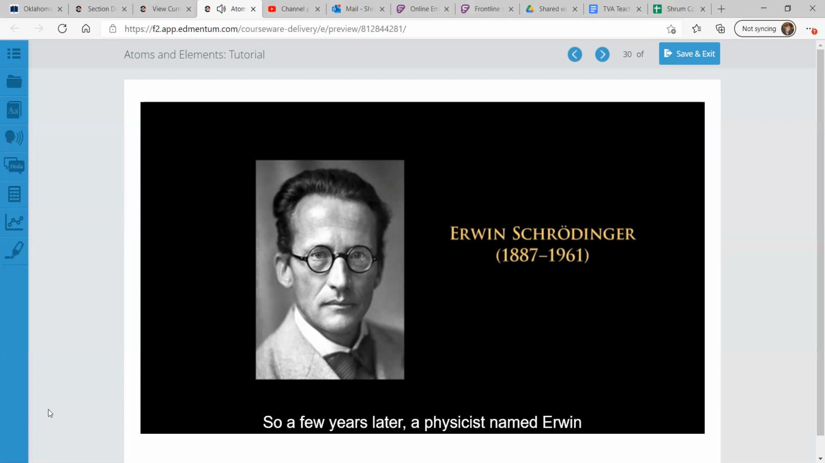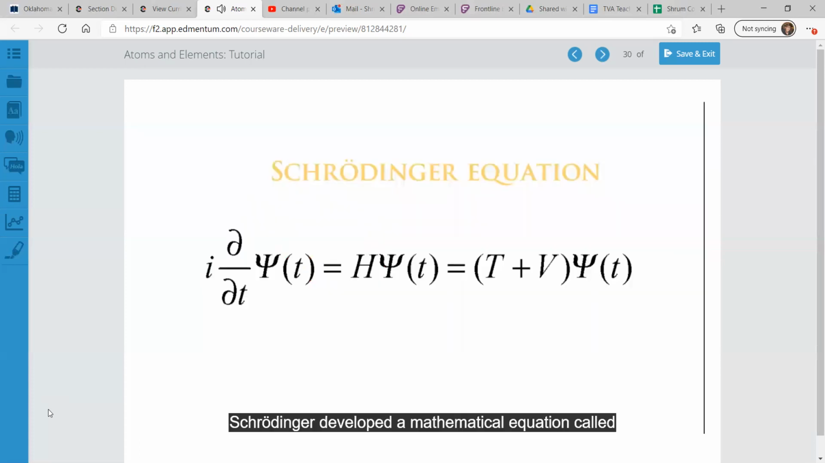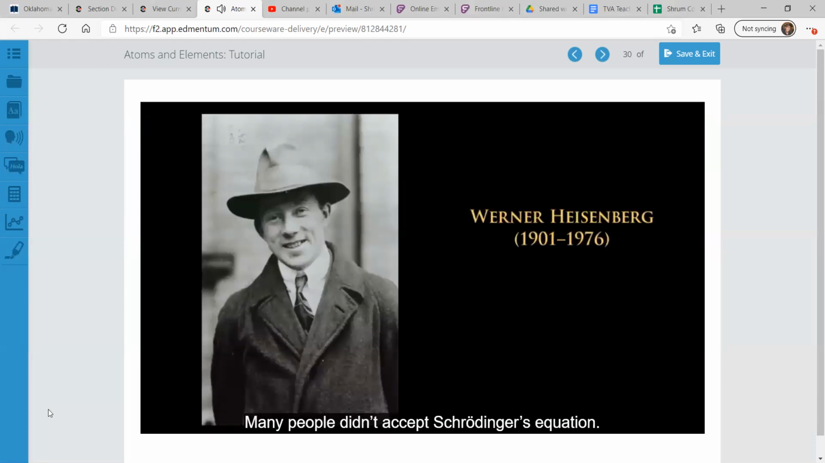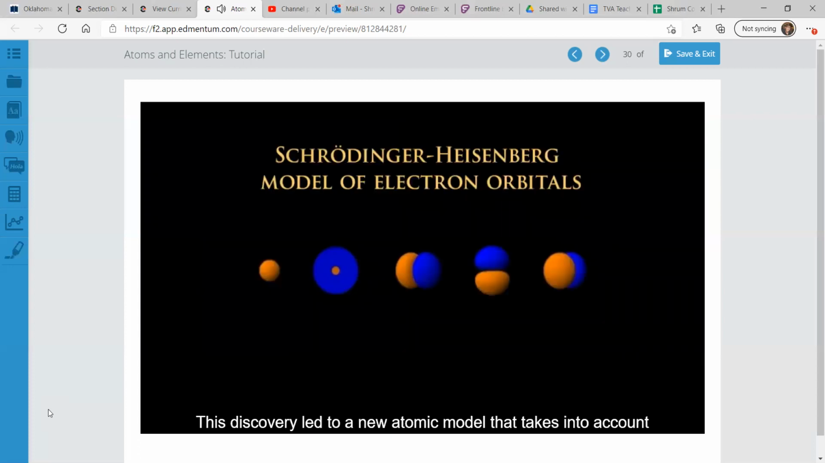So a few years later, a physicist named Erwin Schrodinger started trying to solve this problem. Schrodinger developed a mathematical equation called the Schrodinger Equation. It accounted for the wave energy of an electron and allowed physicists to estimate the location and momentum of an electron. Many people didn't accept Schrodinger's equation. Werner Heisenberg, a German physicist, explained why the equation was correct, and people accepted this new model of the atom. This discovery led to a new atomic model that takes into account the wave nature of electrons.